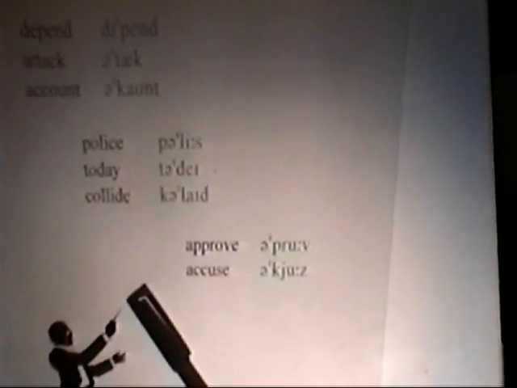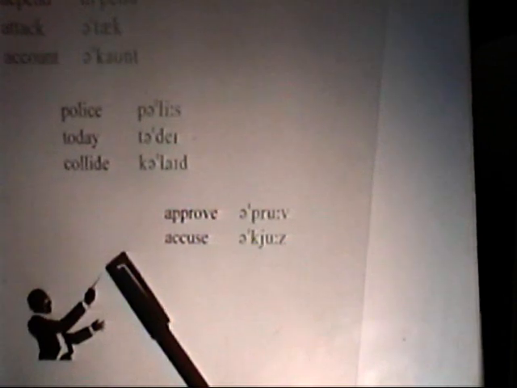Now, what about these last two words here? Approve, accuse. The P and the K are at the beginning of a stressed syllable, which does have a strong vowel. But here the aspiration, again, takes the shape of devoicing the following consonant, the R or the Y. So when we say approve, we get voiceless R. And when we say accuse, we get voiceless yod. That's the form the aspiration takes.